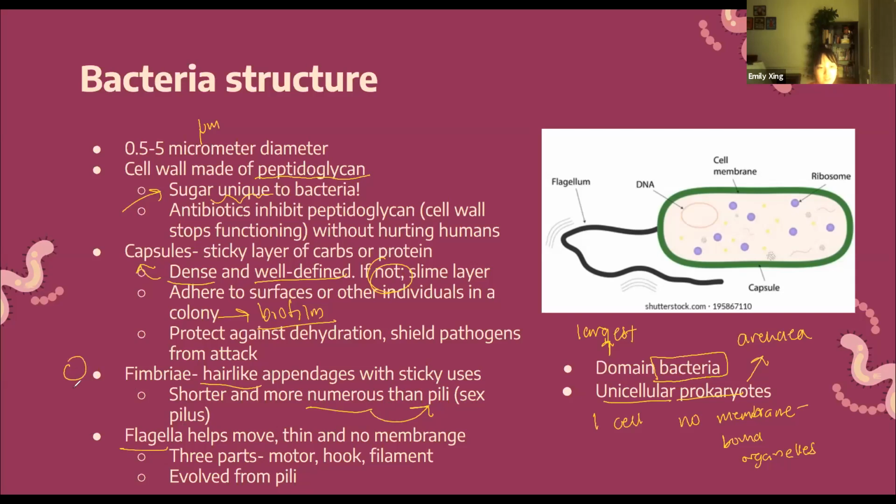It's like you have a cell and then you have your little tail. This is probably what you imagine sperm to look like. This is the flagella. It helps the cell move. It's thin and has no membrane. There are three parts of it: motor, hook, filament. Scientists believe it evolved from ancestral pili, the pilus, which grew longer and helped it move over time.